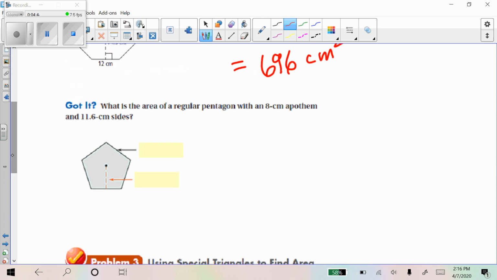All right. So let's just fill these in, and then I'll let you go ahead and figure out what it is. But the apothem, which is the distance from the side to the center, is right here. That would be 8 centimeters. And the sides are each 11.6. So you're going to do 1/2 times the apothem times the perimeter to get your answer.